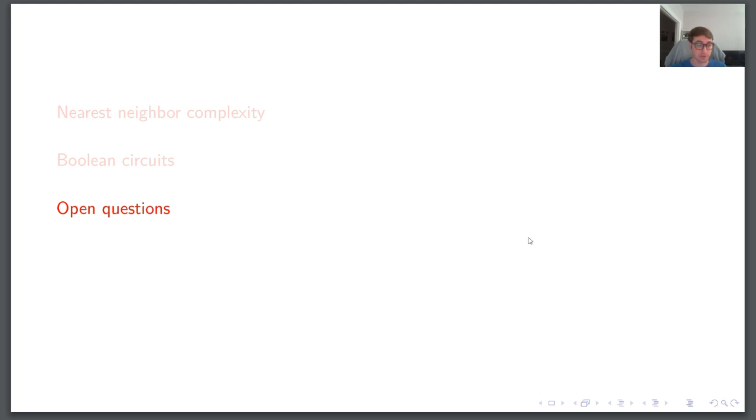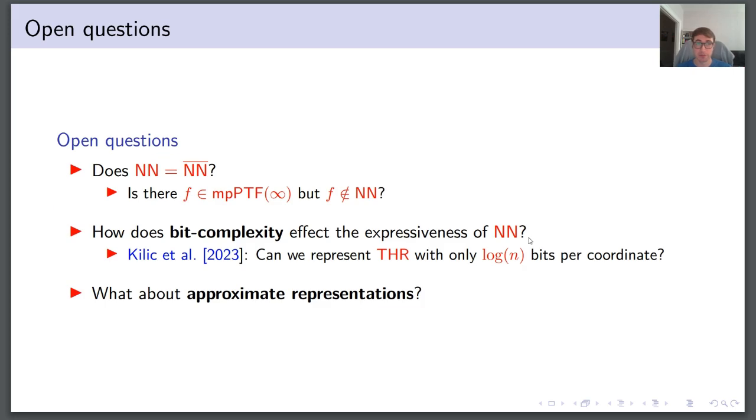So now we'll just talk about some of the major open questions to come out of this work. The first one being, is NN closed under taking subfunctions? We already showed HNN is not closed because of the parity function. And we haven't been able to find a candidate function in NPPTF infinity that we think might not be in NN, which would show that this closure equality does not hold.